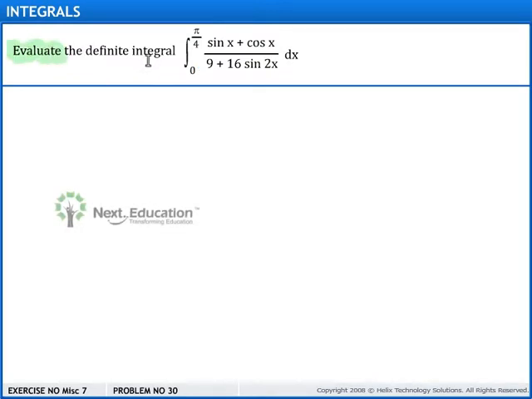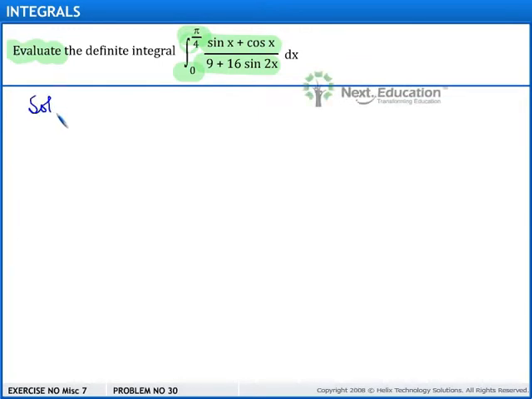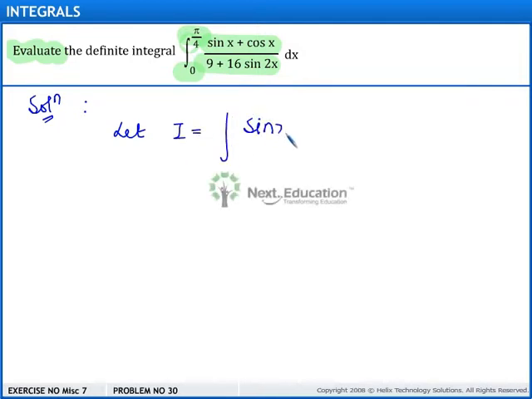We have to evaluate the definite integral of (sin x + cos x) divided by (9 + 16 sin 2x) dx from 0 to pi by 4. Let's begin with the solution. Let I be equal to the integral of (sin x + cos x) divided by (9 + 16 sin 2x) dx from 0 to pi by 4.